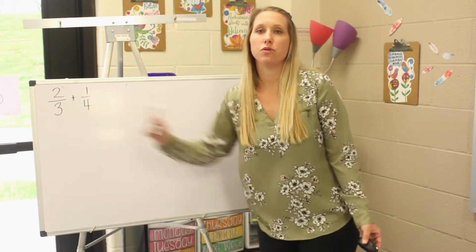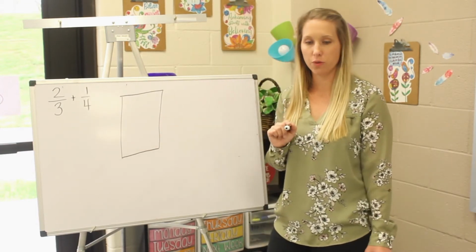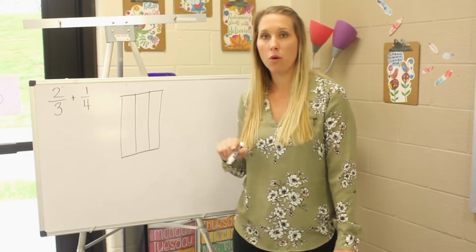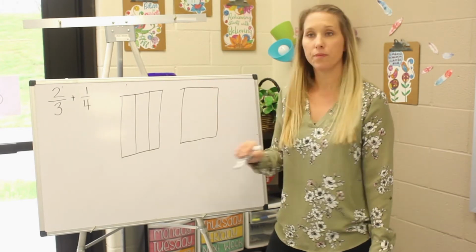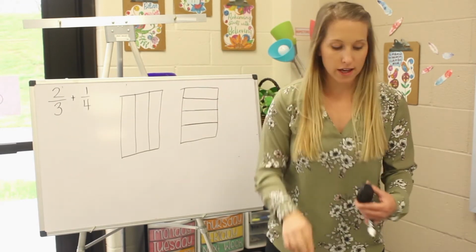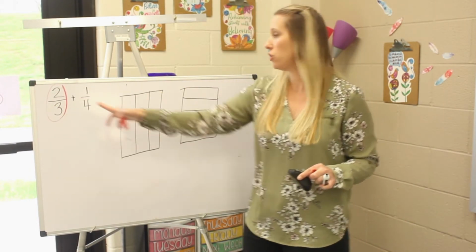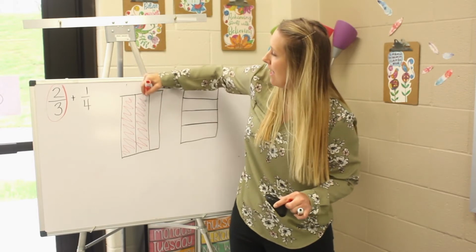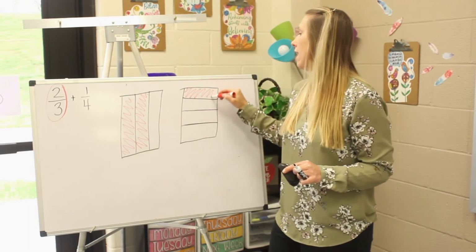Okay, let's model 2/3. If I model 2/3, how many pieces should my whole be cut into? 3. The denominator tells me there are 3 pieces in the whole. On my fourths, how many pieces does my whole need to be cut into? The denominator tells me it's going to be cut into fourths. Now let's look. I want to shade in what we know. We know 2/3, that we have 2 out of the 3 pieces. So I'm going to shade in 2 out of those 3. Over here on my other add-in, I'm going to shade in 1 out of the 4.